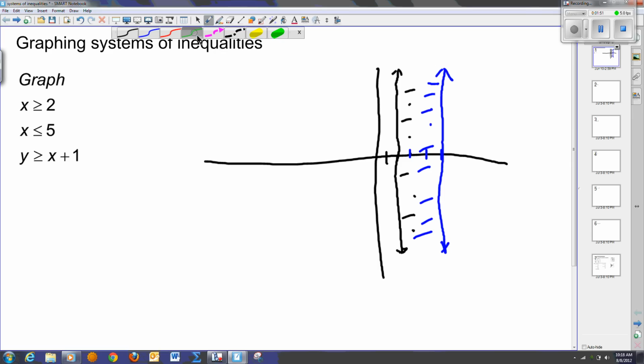Finally, we're going to graph this linear inequality that actually has a slope now. So we're going to go to a y-intercept of 1, and then we're going to rise 1 and run 1 to get our slope. This creates a diagonal line.